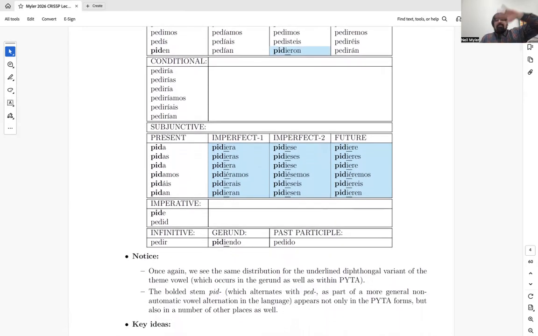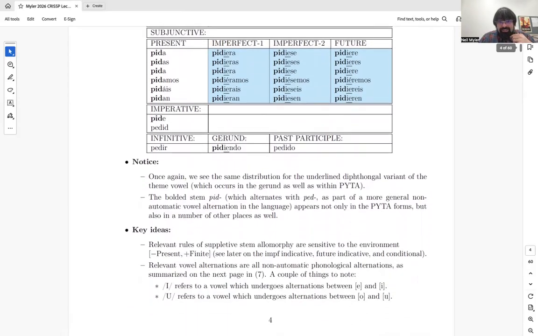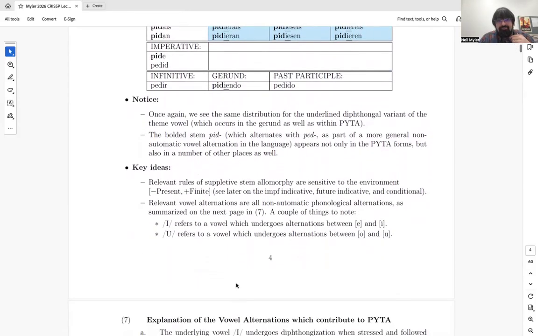So the internal vowel alternations internal to the stem, the theme vowel alternations, in particular the distribution of the diphthong version, and the distribution of the suppletive stem allomorph that we saw in querer. Each of those generalizations extends beyond the PYTA paradigm in various different ways. So they each require an independent explanation, right? Here's what I will suggest for those.